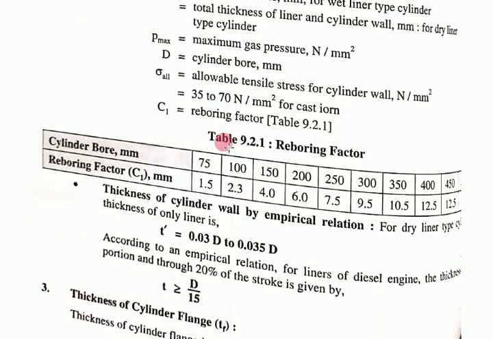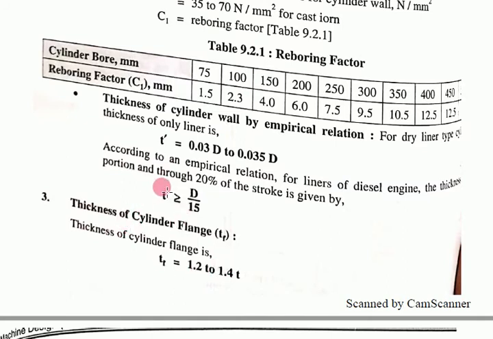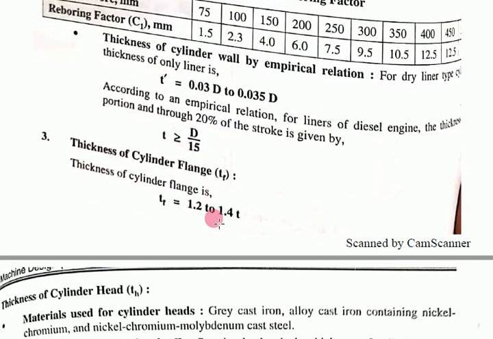Here, for different cylinder bores, different reboring factors are given, and t should be greater than or equal to D upon 15. This D by t ratio you have also seen in the design of pressure vessels. So your t should be greater than or equal to D upon 15. You should take care of this while doing the example.